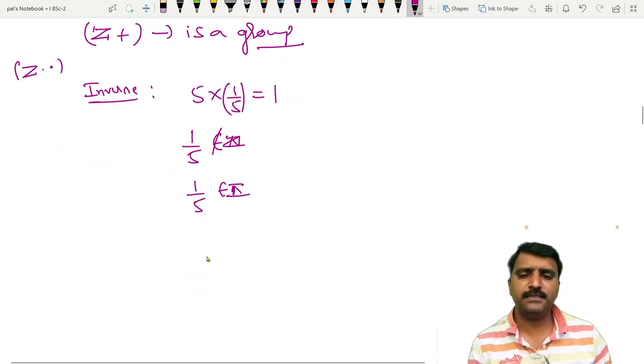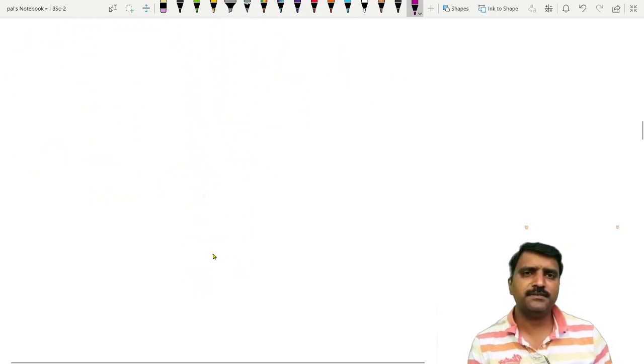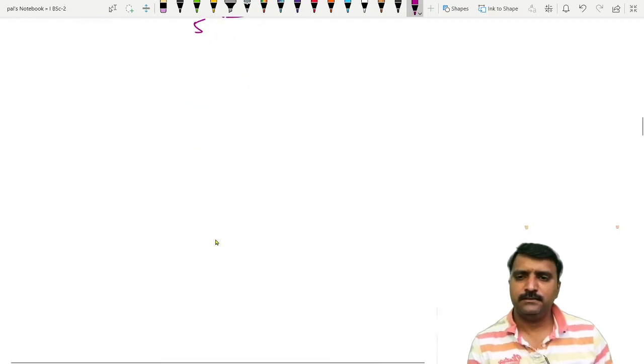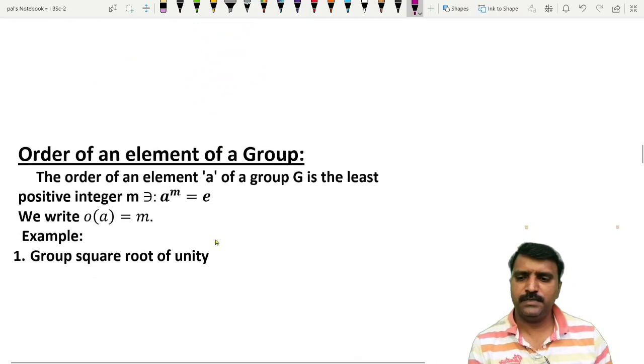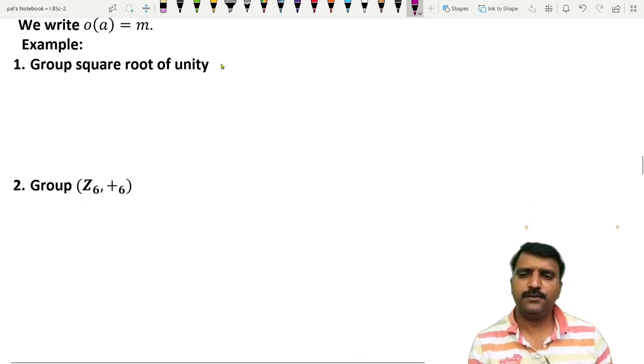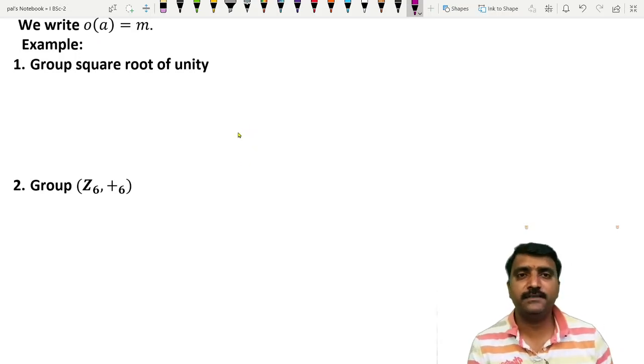So like that you can take many examples of a group. Okay. So next. The square root of unity is a set. So that is also a group. Cube root of unity is a group with respect to multiplication. And Z6 plus 6, Z5 plus 5, Z10 plus 10, all those are groups.